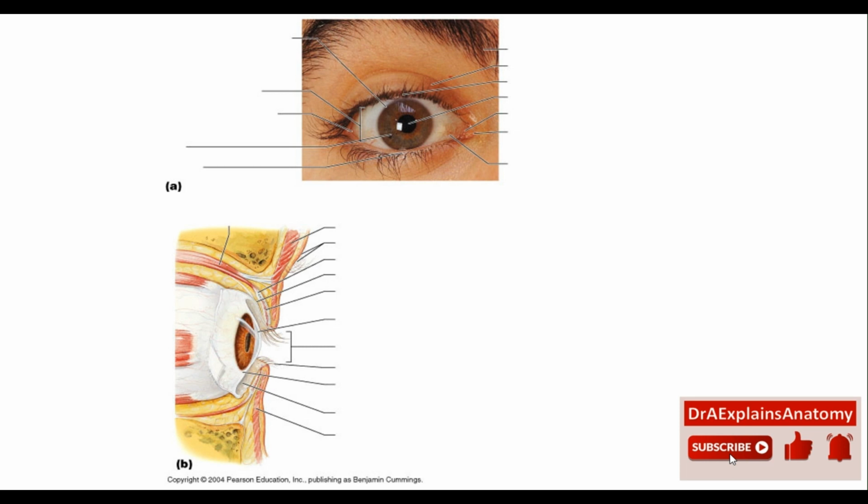Welcome back. Let's label together the structures of the eye. This right here is the eyebrow. This is the upper eyelid, also called the palpebra. This is the palpebral fissure. These are the eyelashes.